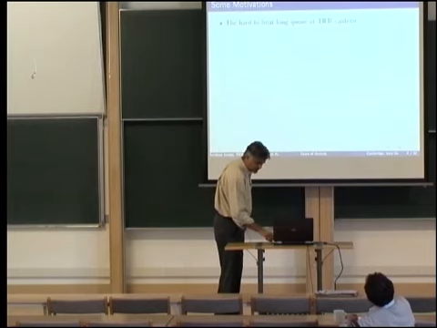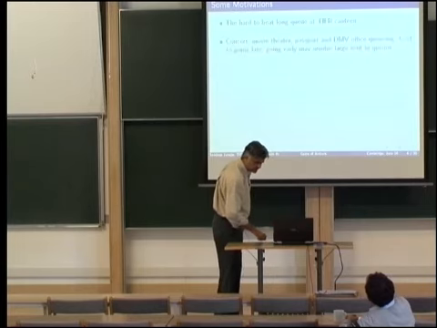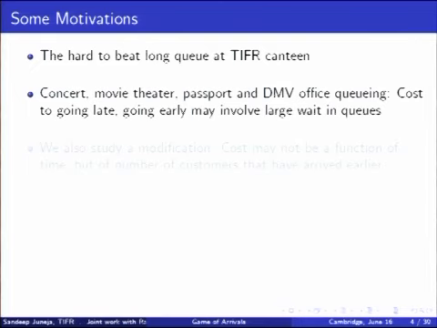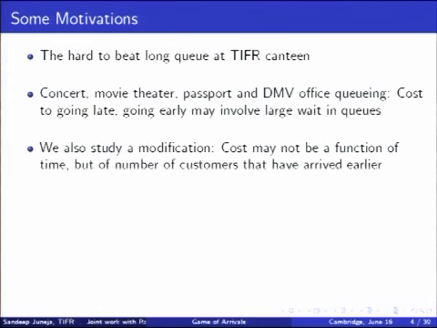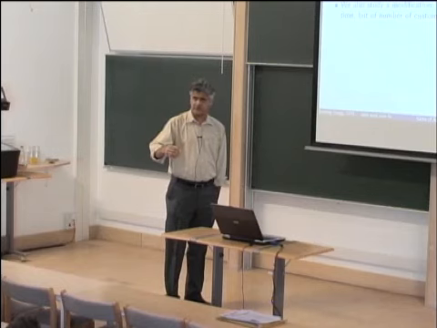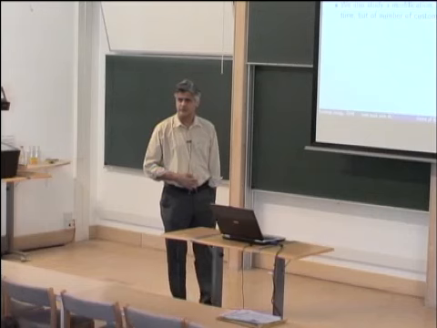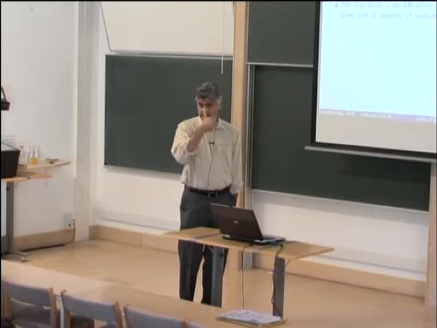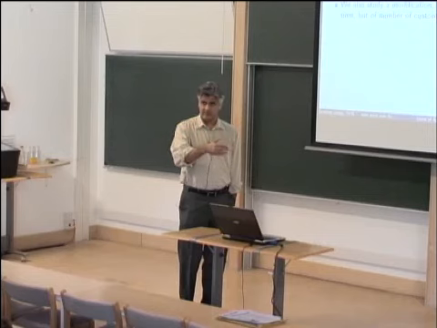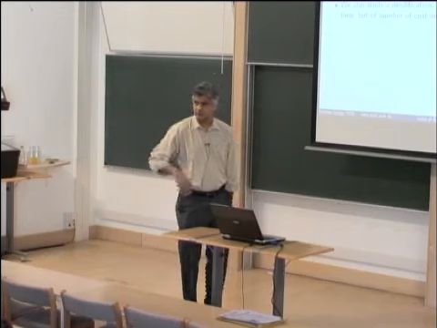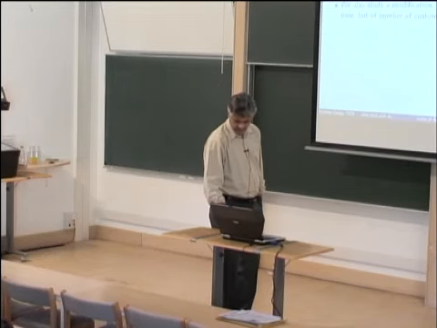As I mentioned, one motivation is the long queue at the TIFR cafeteria. Other motivations can be the passport office, DMV, etc. Essentially, there's a cost to going late, but if you go early, then everyone wants to go early, so there'll be huge waiting. That's the trade-off we're trying to capture. We'll also study a modification where cost may not be a function of service completion time, but of the number of people who come before you. For example, if you're going to a rock concert, what matters is not when you get in, but how many seats are taken when you get in, so the number of people before you. We'll see that that's actually a small modification of what we do.